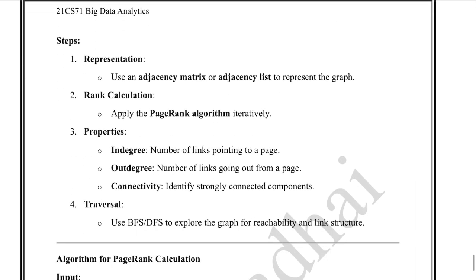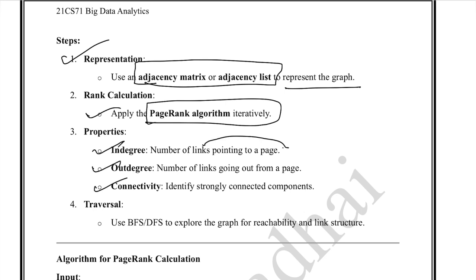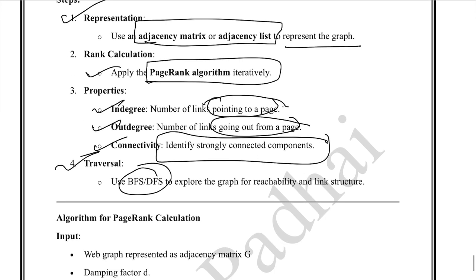First is representation. We may make use of an adjacency matrix or adjacency list to represent the graph. Next is to apply the PageRank algorithm iteratively. You apply the PageRank algorithm depending upon the number of clicks on the next page and the rank of the next page to determine the rank of the current page. Next are properties: in-degree, out-degree, and connectivity, where in-degree is edges pointing to a node, whereas out-degree is edges going out from a node, and connectivity is strongly connected components. And we do traversal by using BFS as well as DFS.